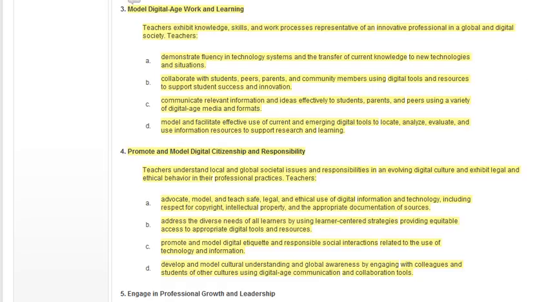So one of them is being able to model digital age work and learning. So teachers in the States are going to have to be able to use all these tools, and not only use them but be able to teach them. And also it says promote and model digital citizenship and responsibility.